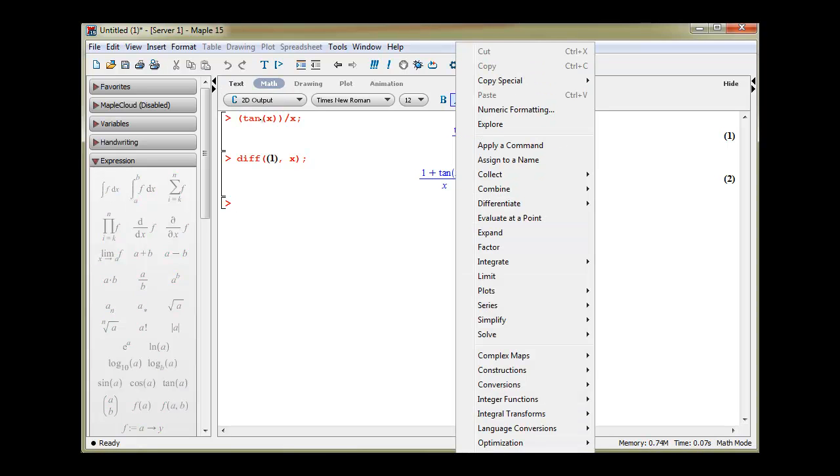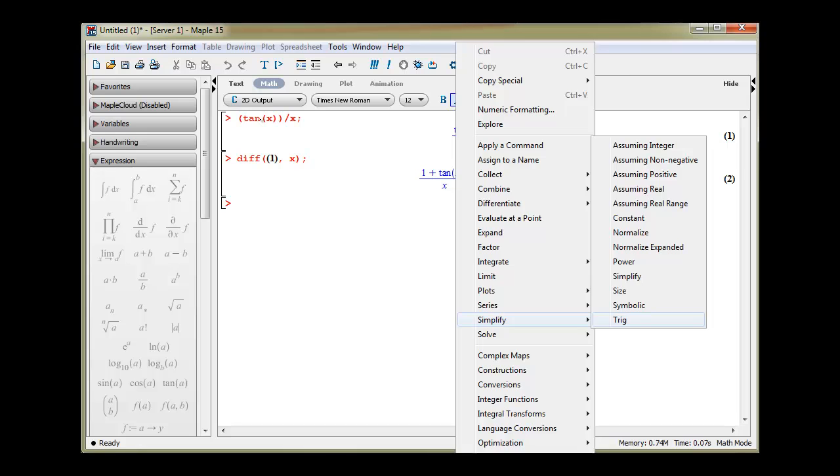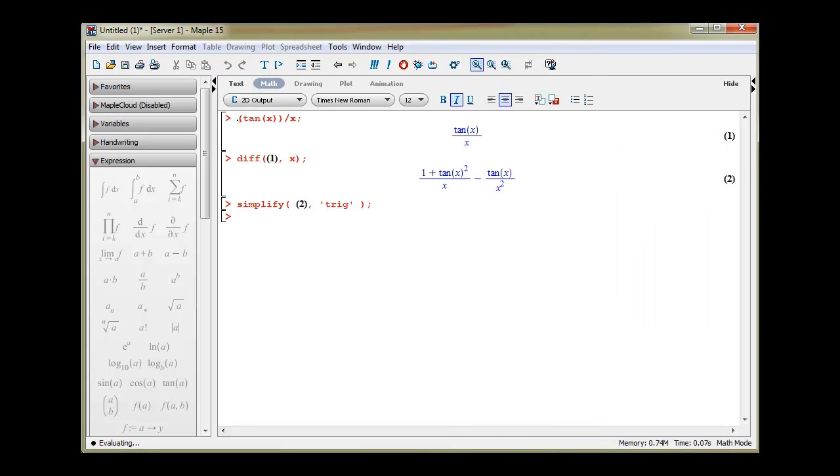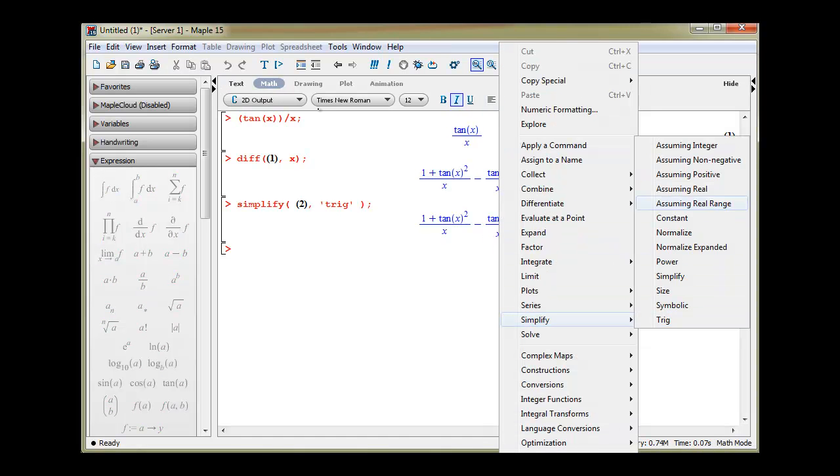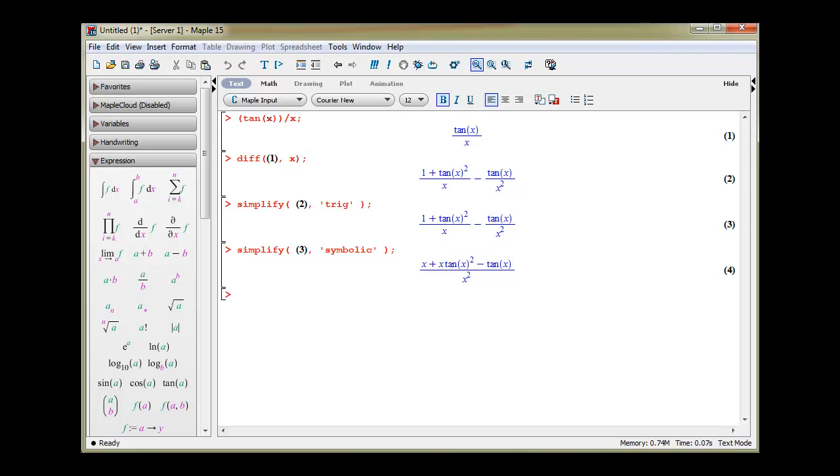Well, I could simplify this, so we could right click and choose simplify. Let's simplify the trig and see what we get here. That didn't simplify it too much. Let's go symbolic. Nope. Did a little bit more. It found a common denominator for us. It multiplied top and bottom by x and got this common denominator of x squared. So that's some progress, but still my answer was a little bit different.